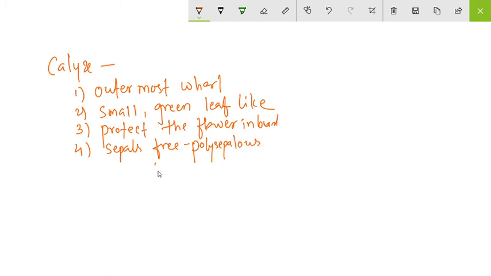Polysepalous. And when they are united, they are known as gamosepalous. These are the conditions of the calyx. When we describe the flower, we have to mention these points.